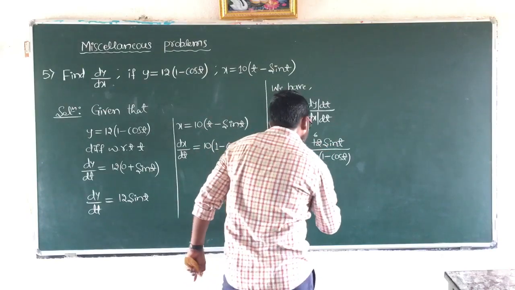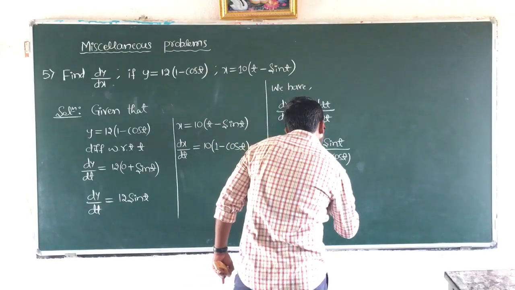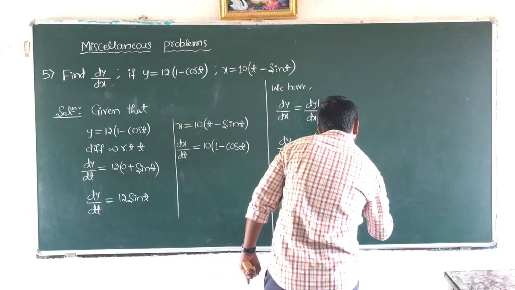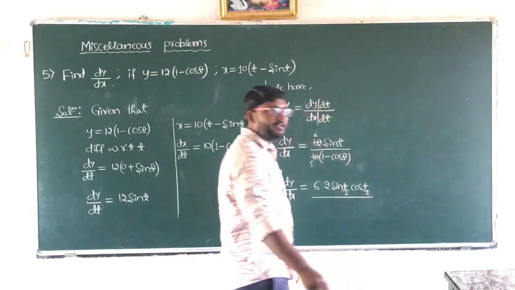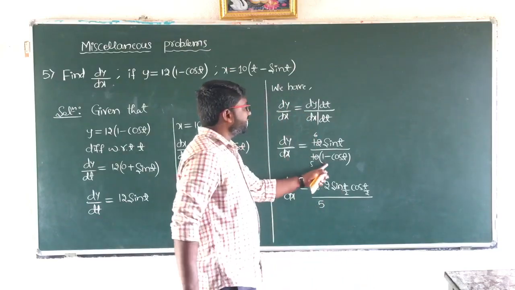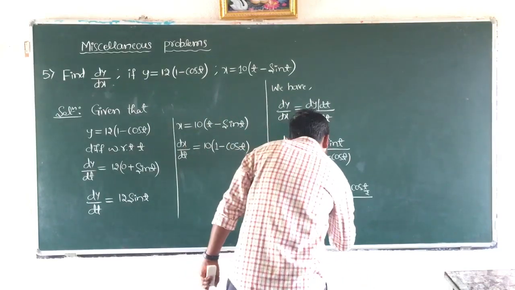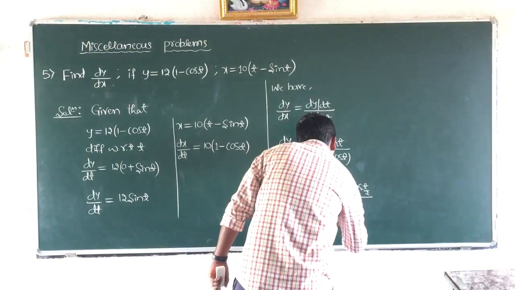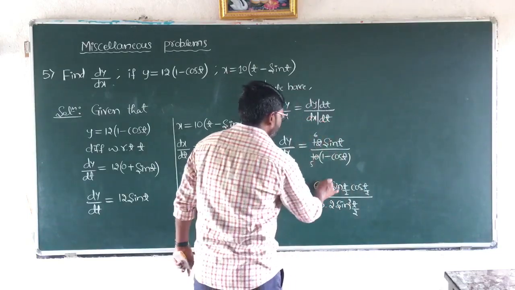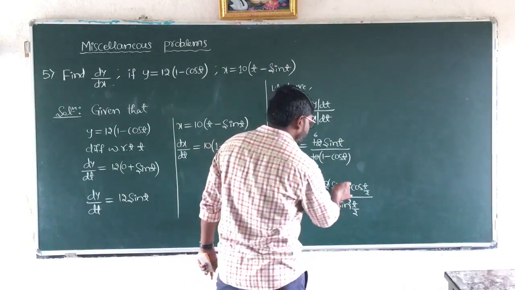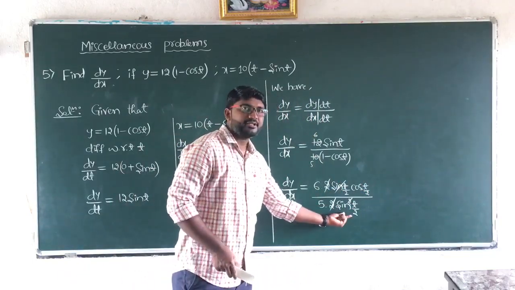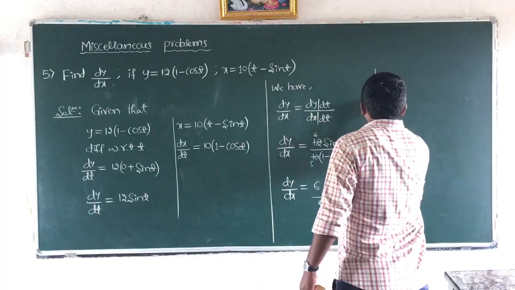Sin t can be written as 2 sin t by 2 into cos t by 2 by making use of the half angle concept. Then here write 5 as it is. Then 1 minus cos t can be written as 2 sin square t by 2. So here 2 and 2 get cancelled. So here sin t by 2 and one sin t by 2 get cancelled. You have one more sin t by 2 in the denominator. So I will write the final answer now.